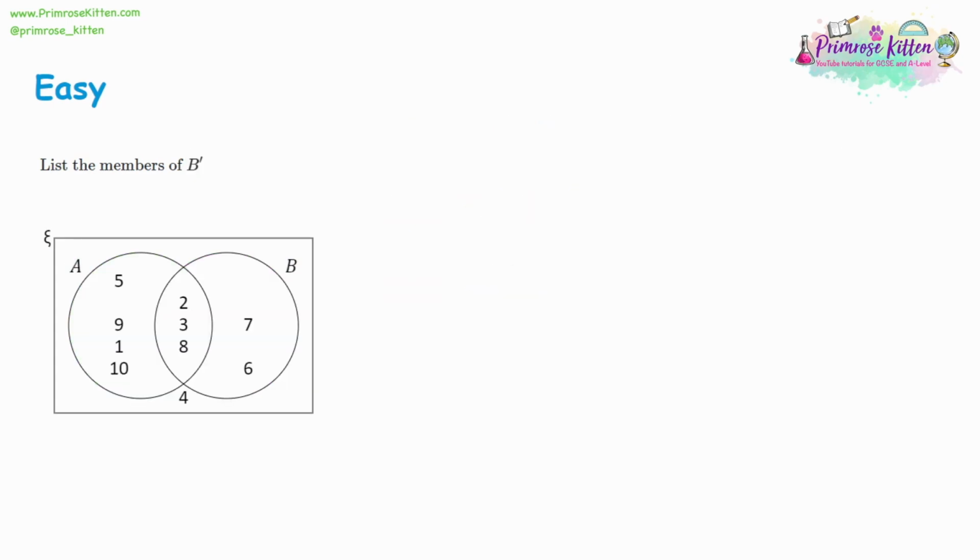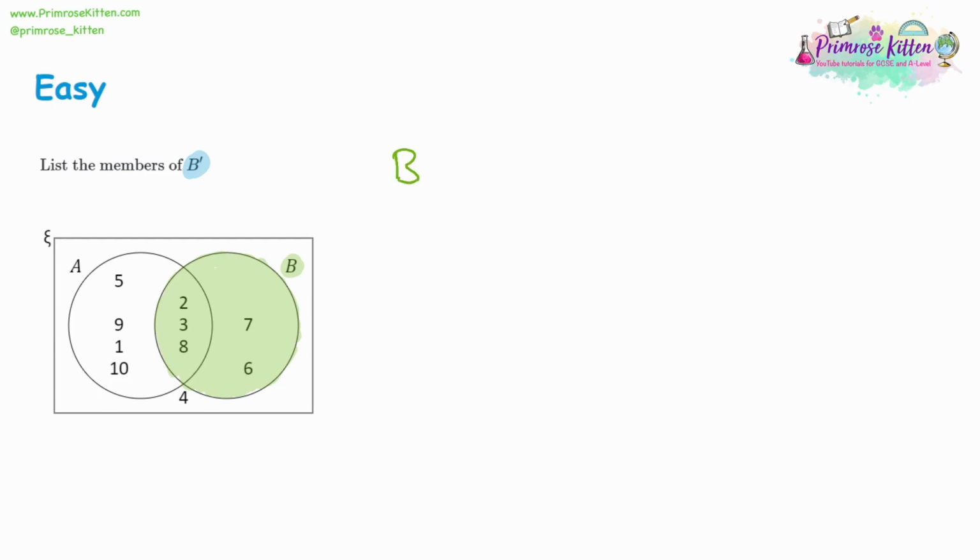Now, all the Venn diagrams I'm going to show you that have 2 circles are going to have the numbers 1 to 10 in. So the universal set, again, the squiggly E, the members of that are all the numbers from 1 to 10. Now, we're being asked for the members of B dash. So what does B dash mean? Well, first, we're going to look at B. So let's highlight set B. So all the numbers inside the circle next to B are parts of set B. That's the 7 and the 6 that are only in set B. And it also includes the 2, the 3, and the 8, which are in the overlap between set A and set B.